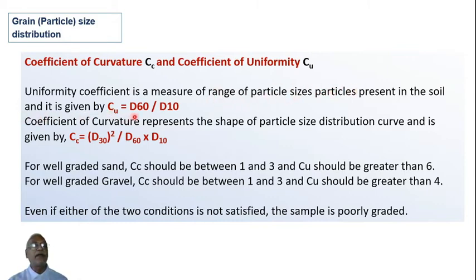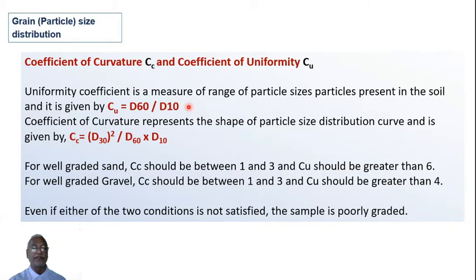It is given by D60 divided by D10. It is a ratio. So the coefficient of uniformity is the ratio of D60 to D10. The more the value of D60 by D10, the more variety of sizes it will have. If Cu is nearer to 1, then it will have more particles of the same size. That is the meaning of coefficient of uniformity.